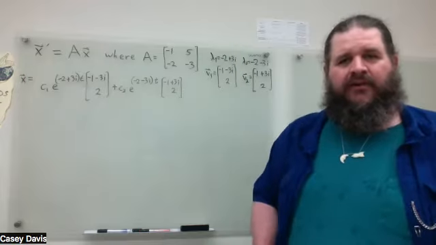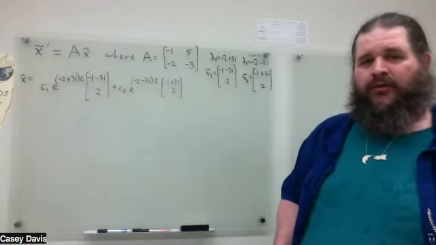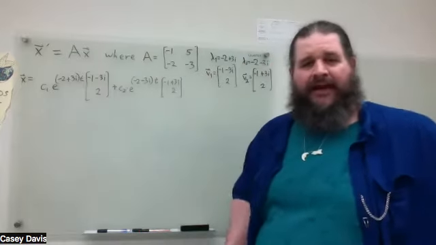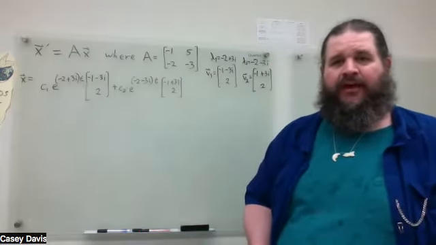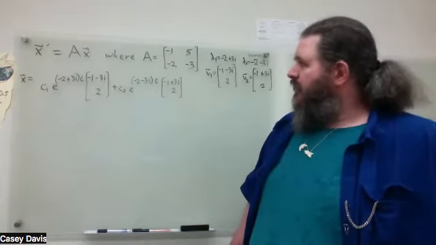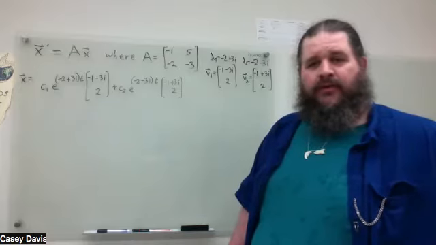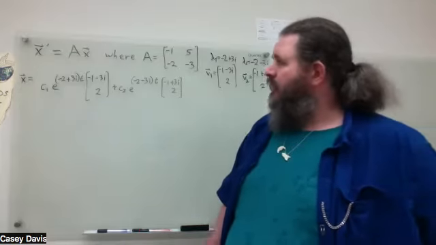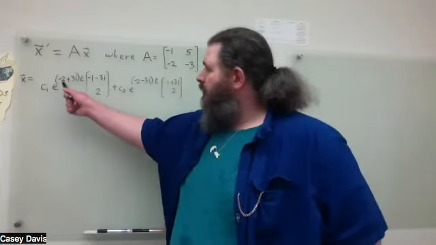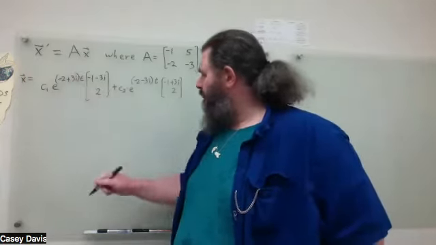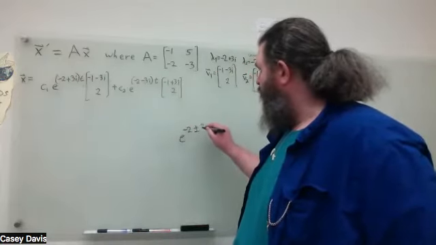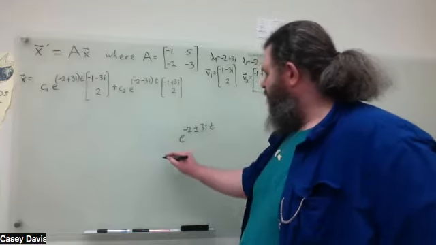But the problem is it's a good idea to write the answer in terms of pure real values. The original problem was given in terms of pure real values. So if possible, and it is, we should write the solution in terms of pure real values also. So let's try that out using Euler's formula to split this up into sines and cosines. First of all, before we use Euler's formula, we need e to a pure imaginary power. So let's split up the real and imaginary parts. For instance, e to the -2 plus or minus 3i t.